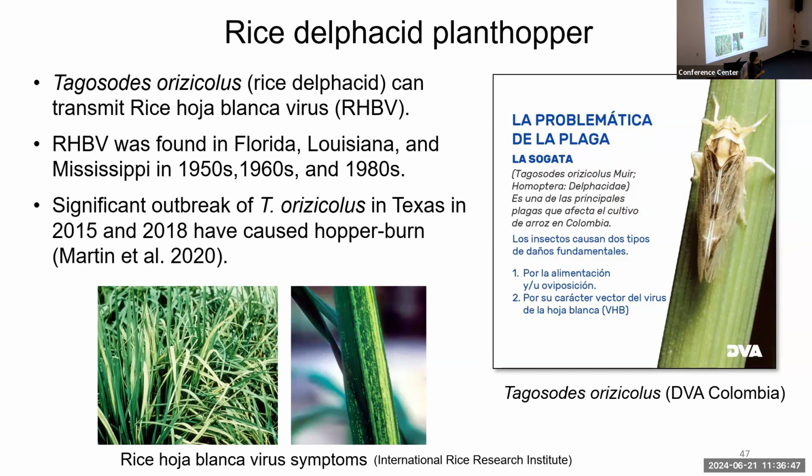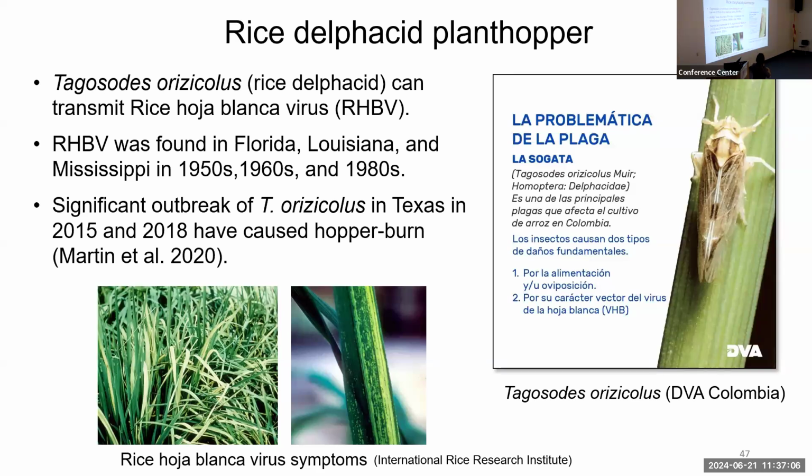And this virus, rice Hoja Blanca virus, was reported in Mississippi, Florida, and Louisiana in the 1950s, 60s, and 80s. But since then, there's no report showing it's present, but we still need to keep an eye out in case it's becoming a problem.